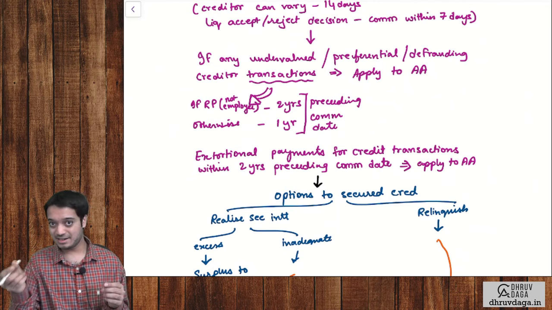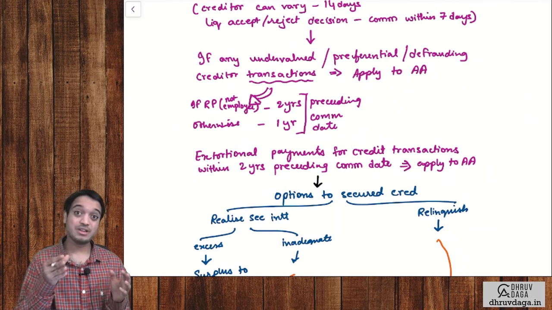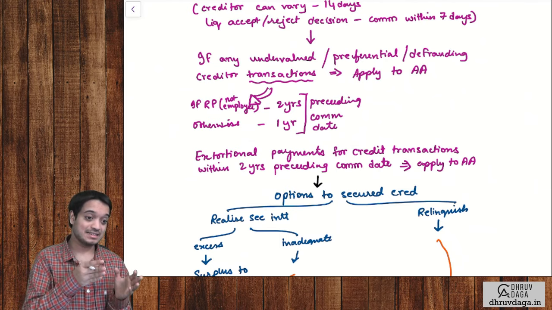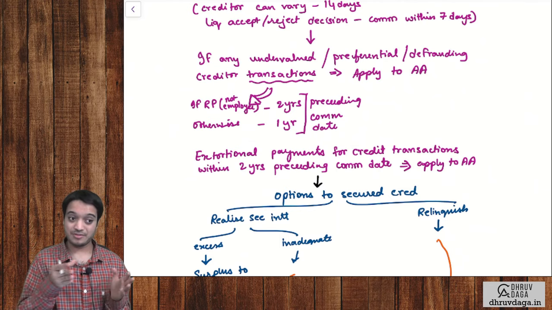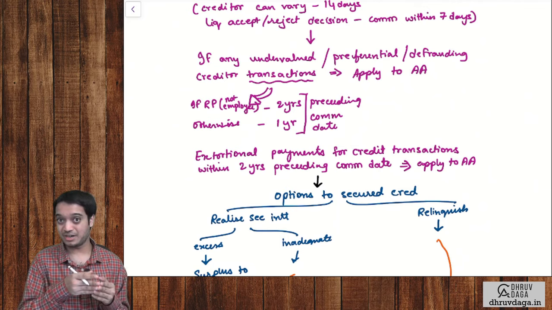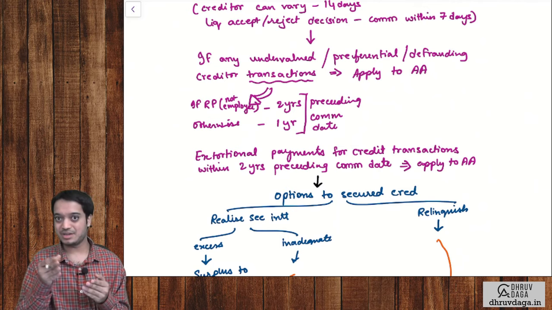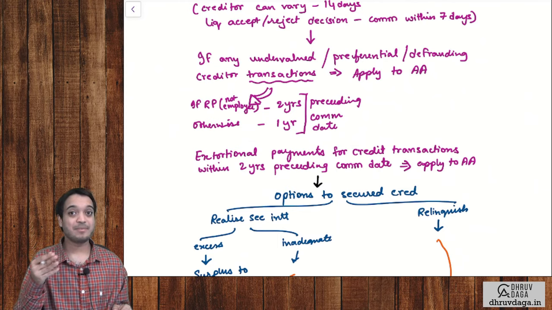For an in individuals, for the other ones, like personal जो लोग हैं, उनके लिए DRT है. That is a debt recovery tribunal, and the appeals go to debt recovery appellate tribunal. For us, that is the corporate insolvency process में, the adjudicating authority is NCLT, National Company Law Tribunal, and the appeals go to National Company Law Appellate Tribunal, NCLAT. So now, अगर ऐसे कोई transactions हैं, then in that case, you need to apply to adjudicating authority.